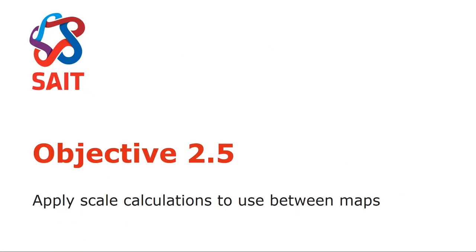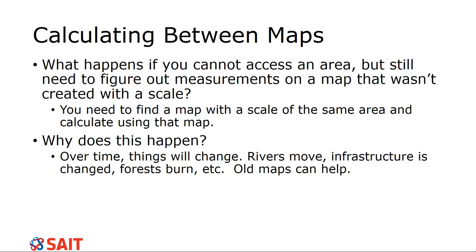So Objective 2.4, apply scale calculations to use between maps. This is actually a key objective that you're going to see again in photogrammetry, because in photogrammetry we don't have a scale on the photo and we have to figure it out. But oftentimes, let's say somebody hands you a thematic map and you wonder how big this is or how far away this is. There is no scale attached to it. A good example is the SAIT campus map. If you go online, download the campus map and take a look at it, there's no scale on there.